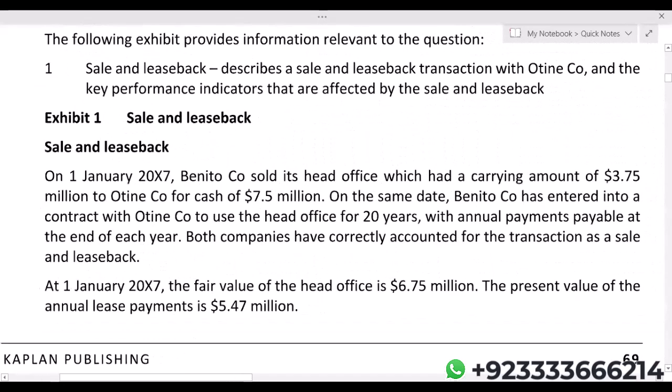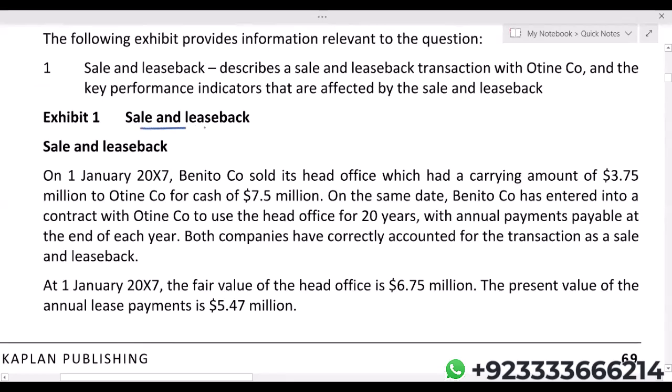Now let's see. Sale and leaseback. On 1st January X7, Benito sold its head office, which had a carrying amount of 3.75 million, to Otini for 7.5 million. On 1st January X7, Benito company sold its head office, which had a carrying value of 3.75 million, to Otini company, a different name, for cash of 7.5. So the consideration is 7.5 million.